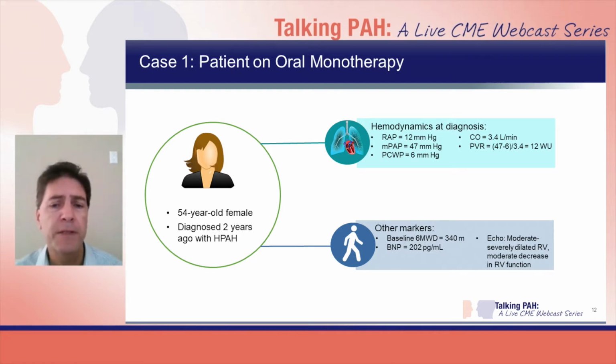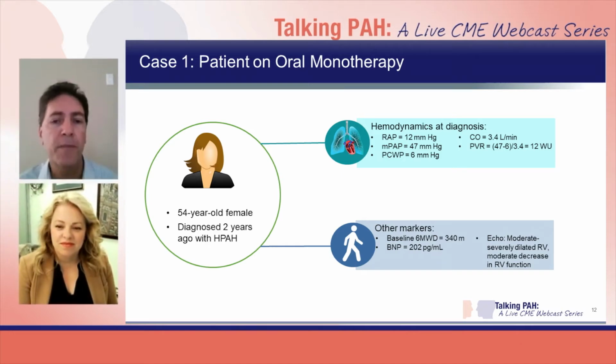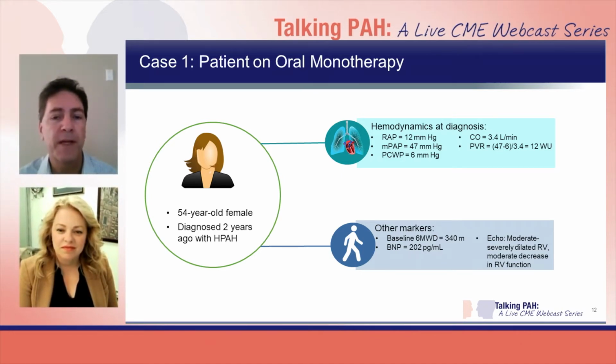She has other markers at baseline. 6-minute walk distance is 340 meters. Her BNP is elevated at 202, and on echo shows moderate to severely dilated RV with a moderate decrease in RV function. Let me just pause here and ask Sonja, what do you think about this patient initially before starting therapy? We're going to talk about what happened to this patient after started therapy, but where would you put this patient in terms of risk, just based on what we have here?